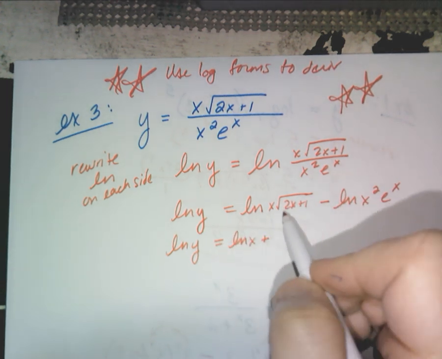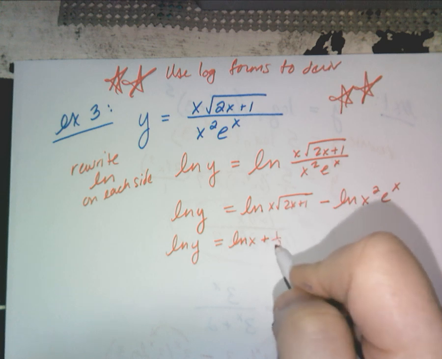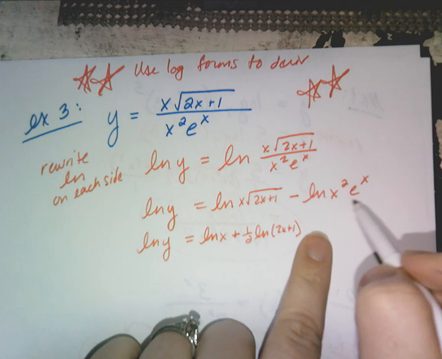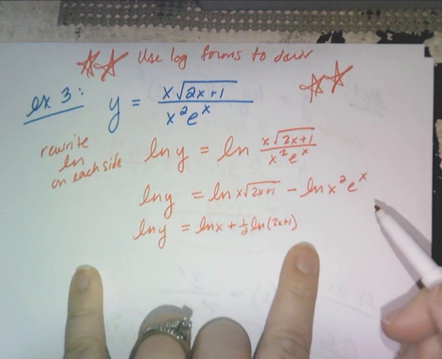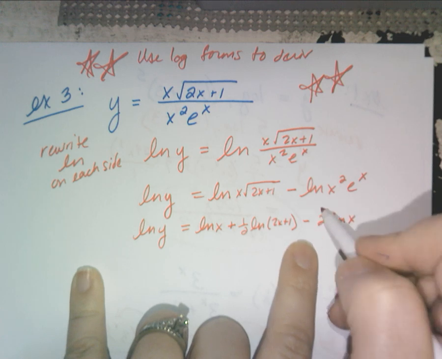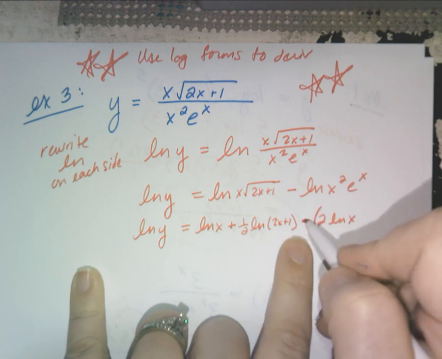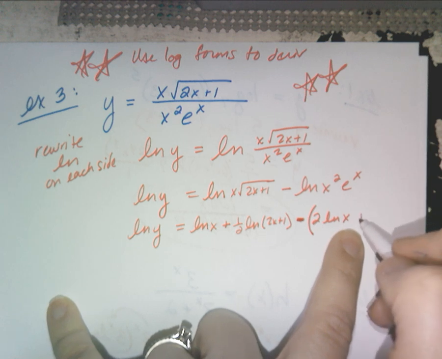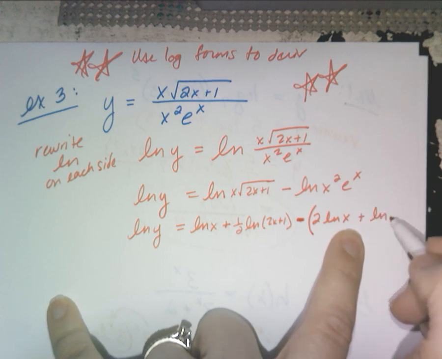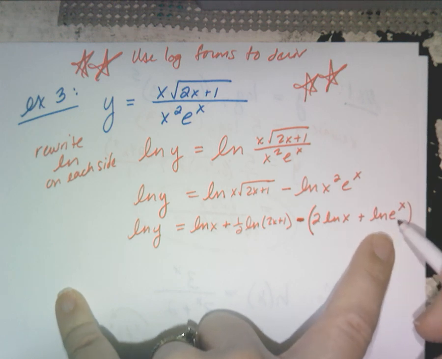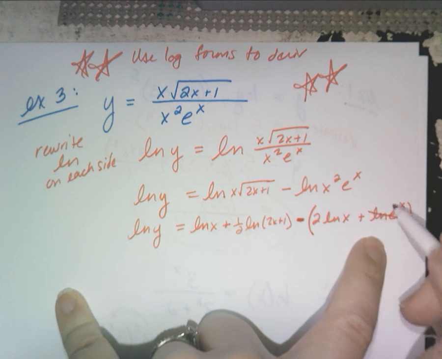How do I write that one? 1/2 of ln of 2x plus 1. How do I write this one? 2 ln. Nice. Minus 2 ln x. By the way, let's put this in parentheses because we are going to have to distribute that minus. And then plus what? ln of e to the x. Don't we know something about this? You cross it out. Oh, and the x comes down.